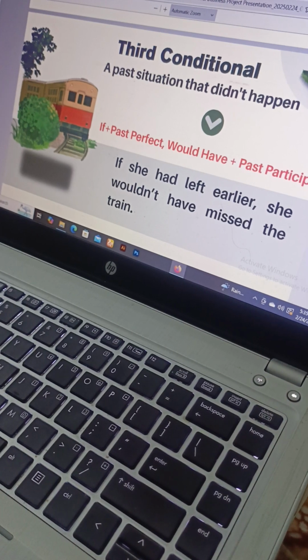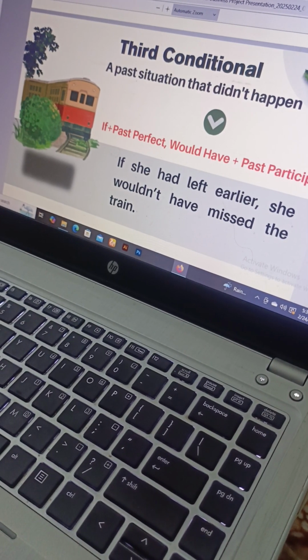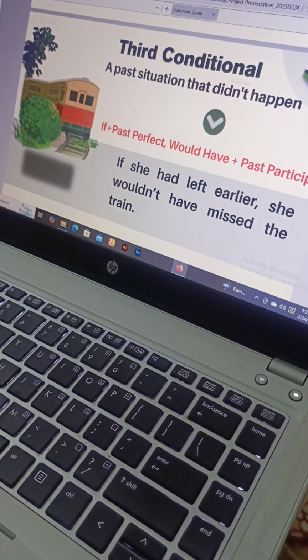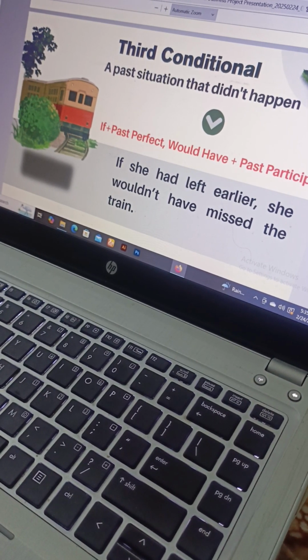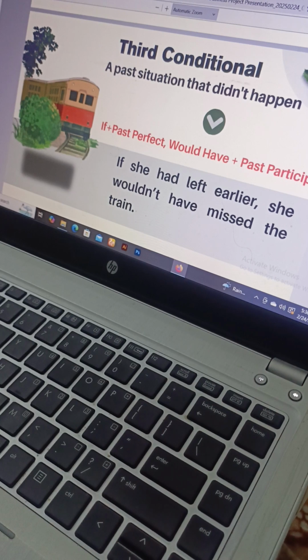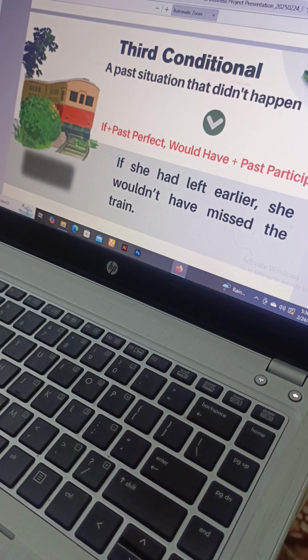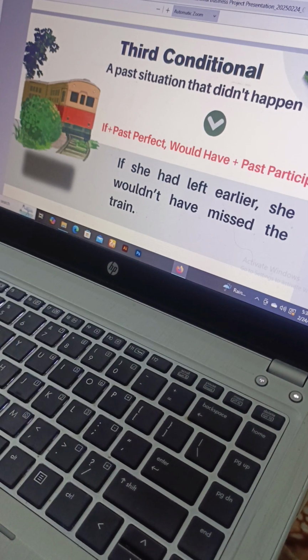Can you think of any situation that is related to the past, or you can say it in Urdu maybe, or anything related to past but did not happen? Yes, if I had worked harder, then I could have become a doctor. Yeah, that's correct. So could have, would have, might have.